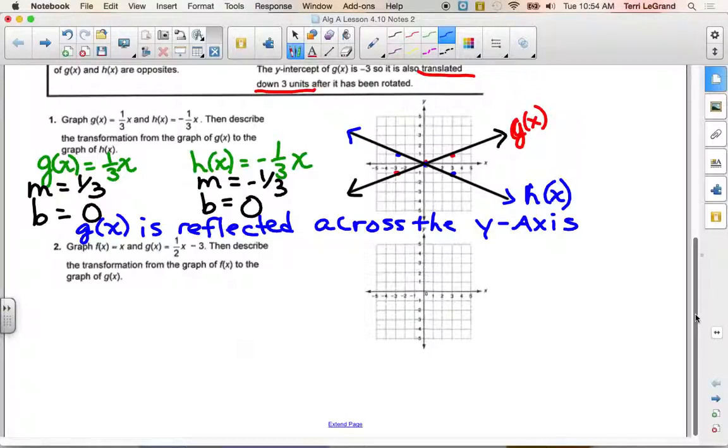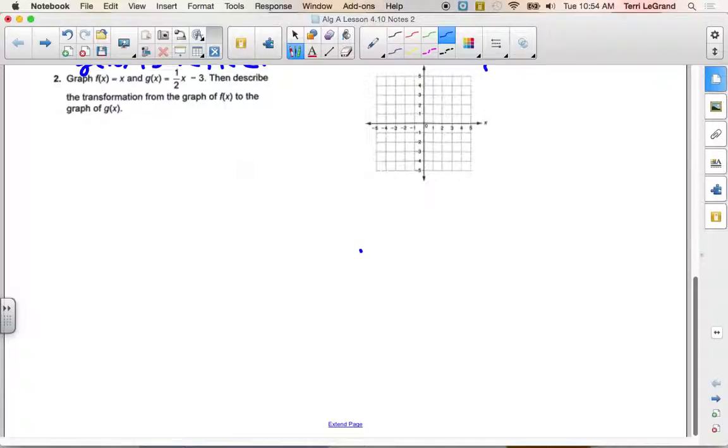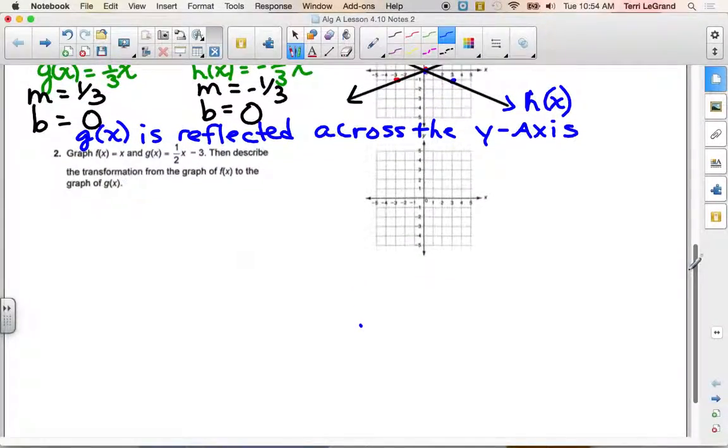Okay, anybody got questions about that one before we go on to number 2? This is the only graphing we're going to do in our notes. On the back side, we're going to try and describe them without graphing and hopefully give you some more homework time today. Okay, then let's do this one. It says the same thing, graph them first. So f of x equals x, and our g of x is 1/2 x, take away 3.